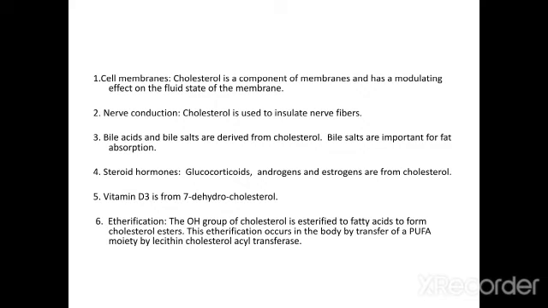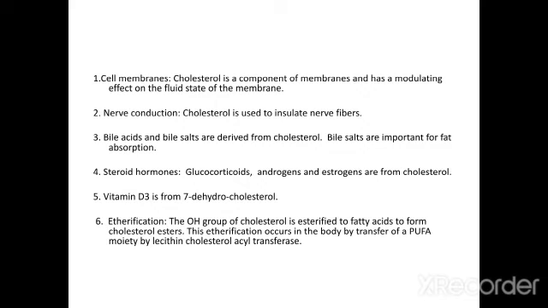Then bile acid and bile salt, they are derived from cholesterol, and this bile salt, they are important for fat absorption. Here you can explain the formation of bile acids and bile salt. Then steroid hormones like glucocorticoids, androgens and estrogen, they are formed from cholesterol. So, here you explain the formation of glucocorticoids, androgens and estrogen.